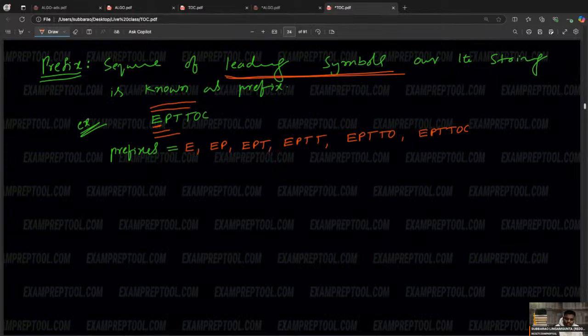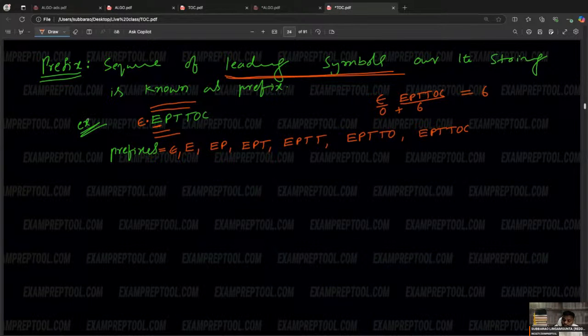Now, one more beauty. There is a first prefix, epsilon, also. Epsilon is like a ghost. It can be anywhere because its length is 0. Epsilon length is 0, EPT TOC length is 6. If you add both of them, the length is still 6.